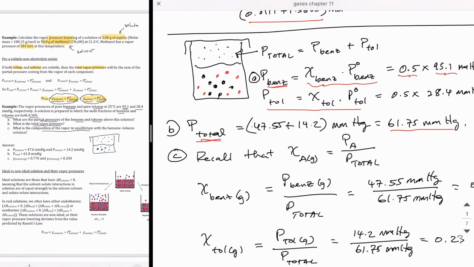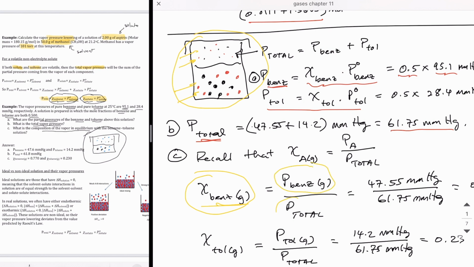Now, part C is the one where we have to think a little bit. So as I did earlier in the lecture note, I drew it again here. So again, illustrating that we have two different particles, one red, one blue, and they both are volatile, so they generate their own gases on top of the liquid. And so what we're trying to calculate is the proportion of each of those gases in the mixture of gas. So that means we're really trying to calculate the mole fraction of the benzene gas and the mole fraction of the toluene gas. To calculate the mole fraction of the benzene gas, really it's just asking what is the proportion of that pressure that comes from benzene.